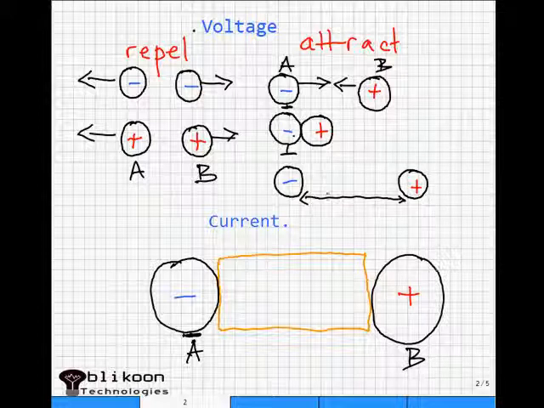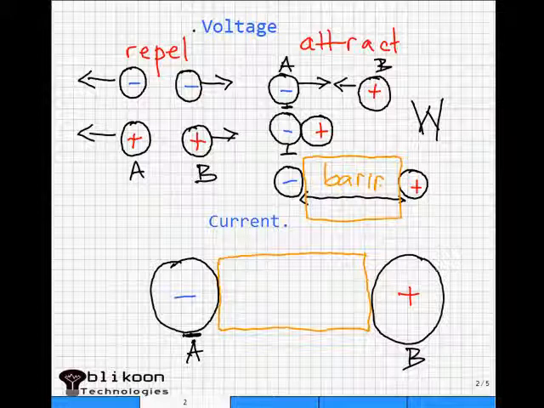Now we want to move them some distance apart. To do that, some work needs to be done. Let's do that. We move them apart and set some kind of barrier in the middle so they won't be able to come back together. Unlike charges have a natural tendency to attract, and they will tend to move together but won't be able to because of this barrier. It is this tendency they have that we call voltage in electricity.